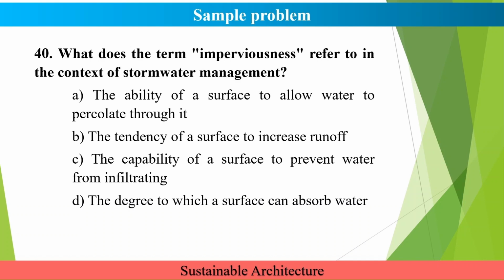The correct answer to this question is option C. That is the capability of a surface to prevent water from infiltrating. Imperviousness, in the context of stormwater management, refers to the ability of a surface to block water from passing through, thus contributing to higher runoff.